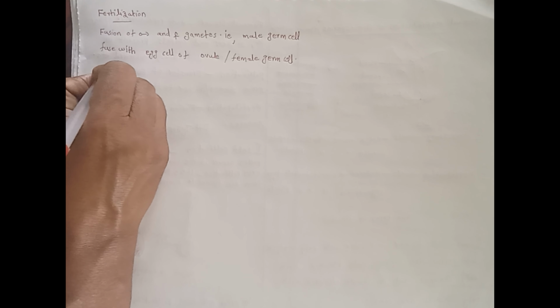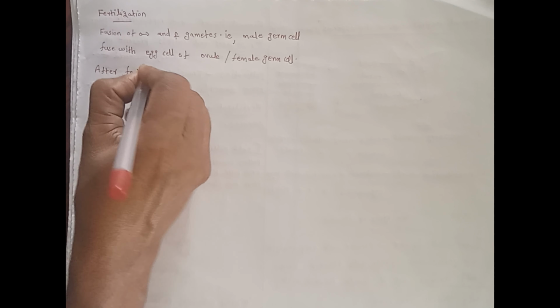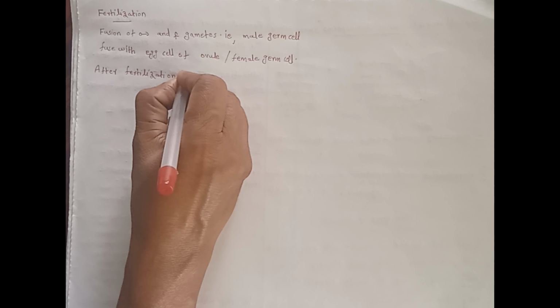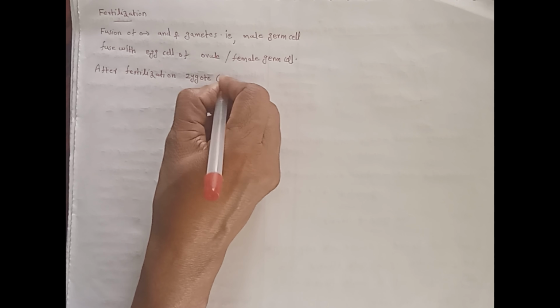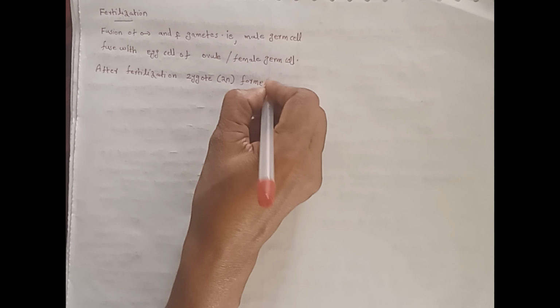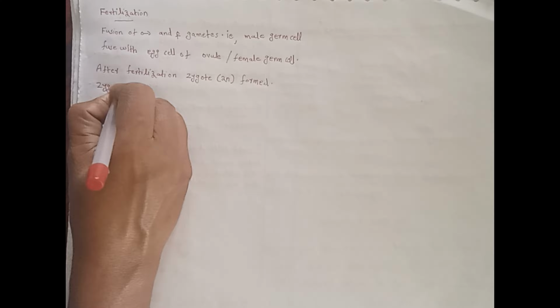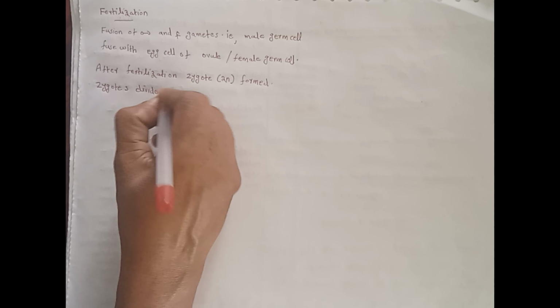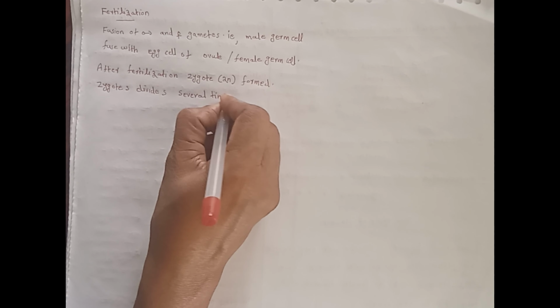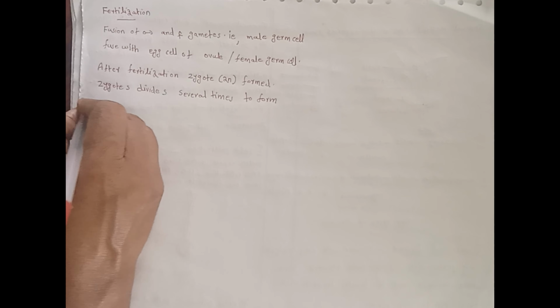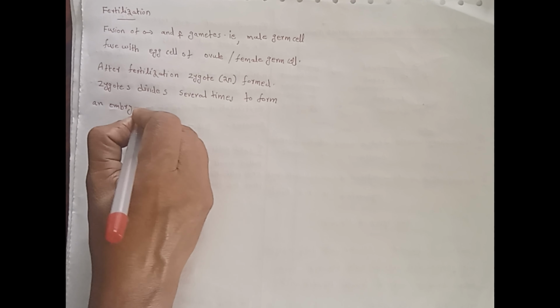After fertilization, a diploid zygote is formed. The zygote divides several times to form an embryo within the ovule.